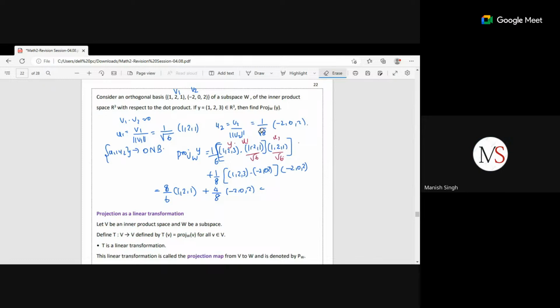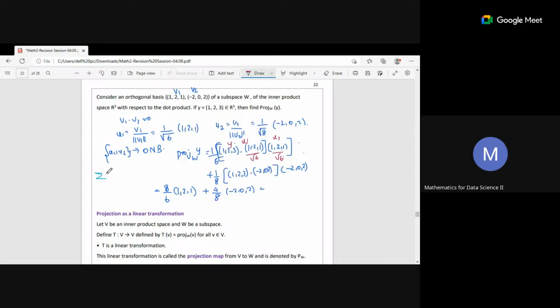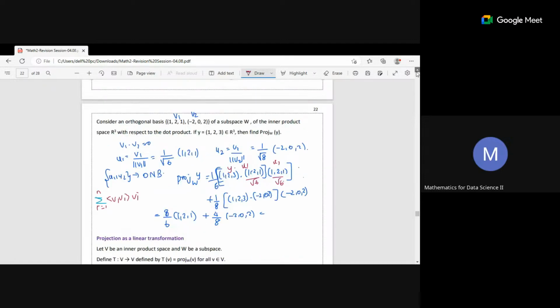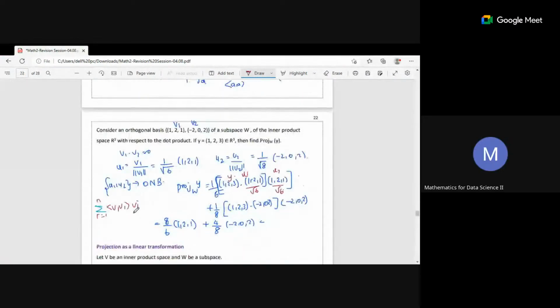Small confusion, madam. You said you have a formula which is summation i to n. The formula only I have used here. Summation of inner product v comma vi into vi, i equal to 1 to n. This is the formula we have given here. So now here your v is nothing but your y, and instead of vi's you are having ui's.